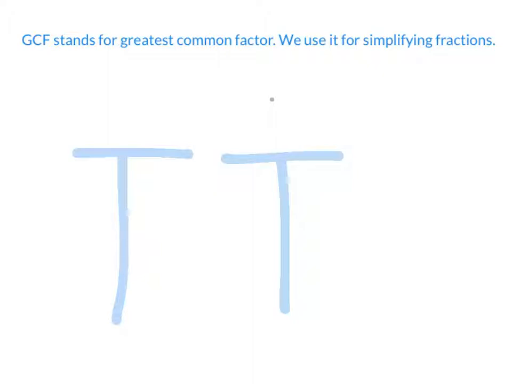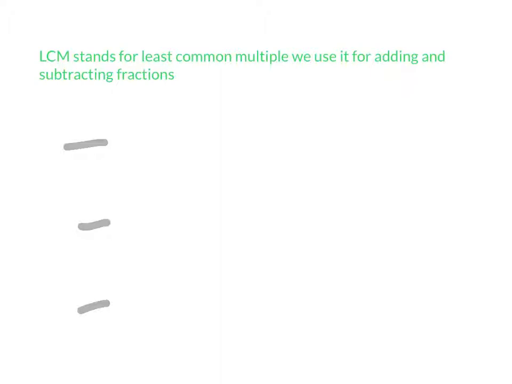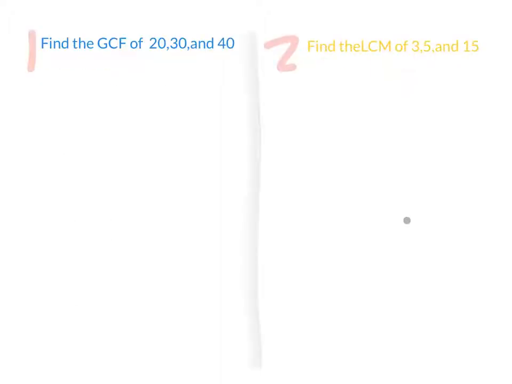GCF stands for greatest common factor. LCM stands for least common multiple. We use it. Please pause and solve. We will go over it when you finish. I hope you'll solve these two problems. Now we'll go over the first one.